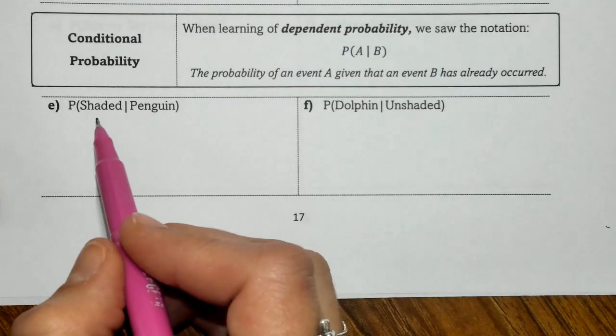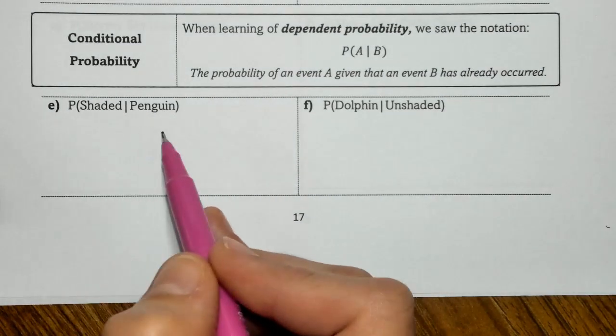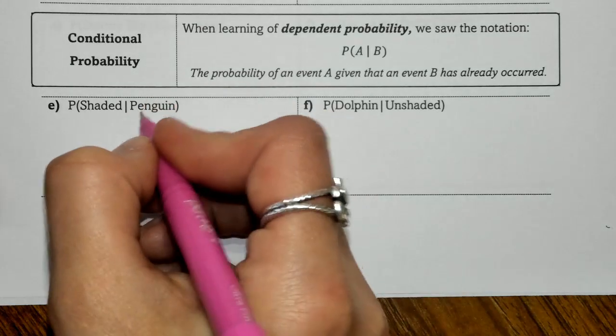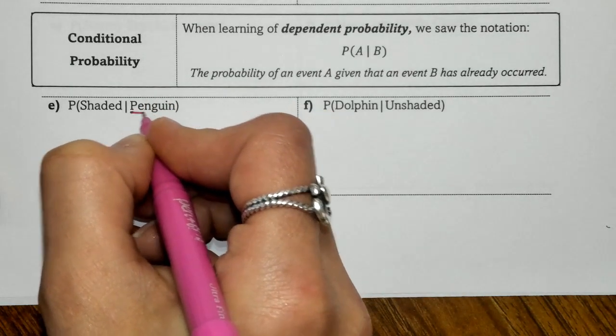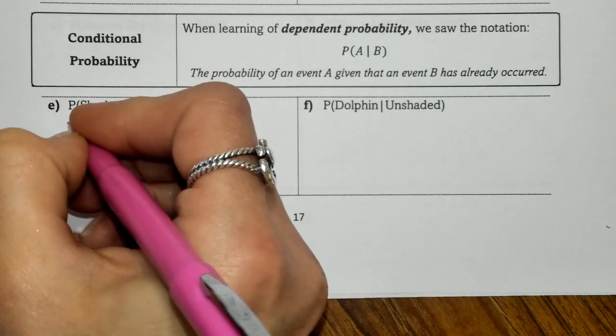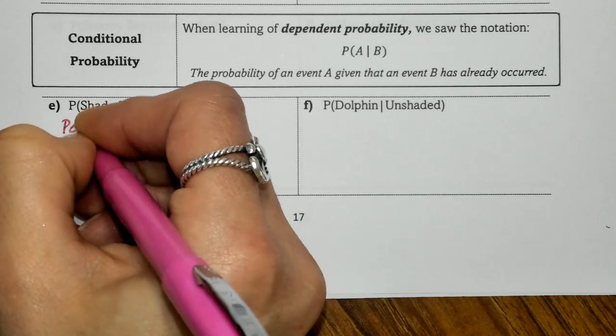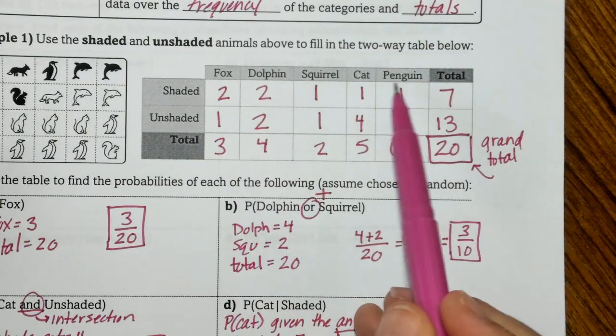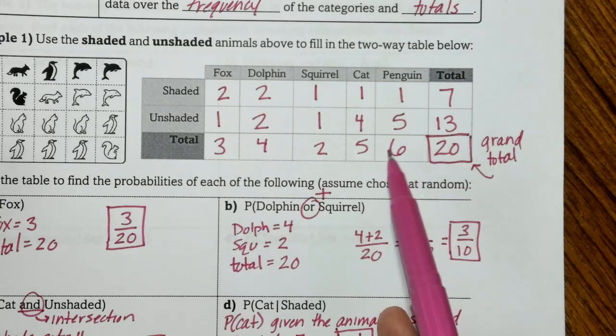So here we're looking at shaded and penguin. So shaded as long as it is a penguin. What we want to do is take the second one, probability of shaded given that it's already a penguin. So we're going to find the second one. Let's look at the probability of a penguin. I'm just going to put P-E-N. Up here, we look at penguin. How many total penguins do we have?